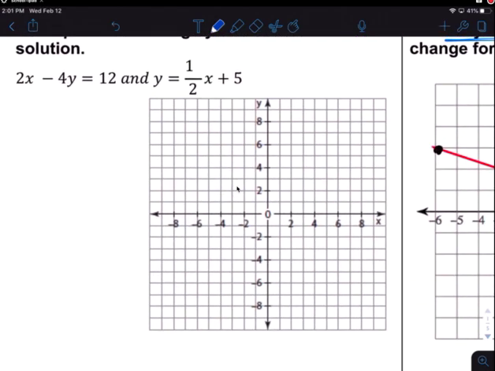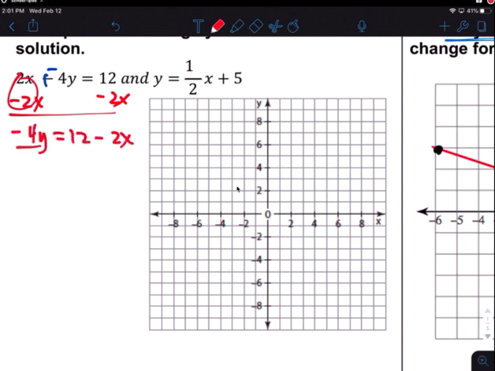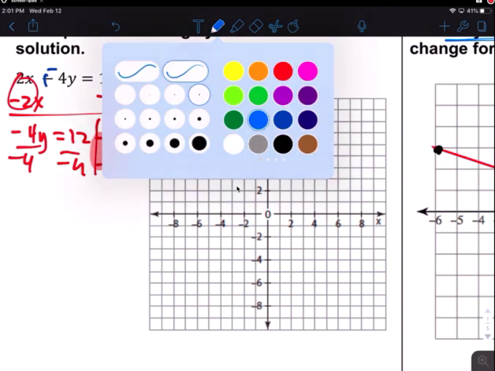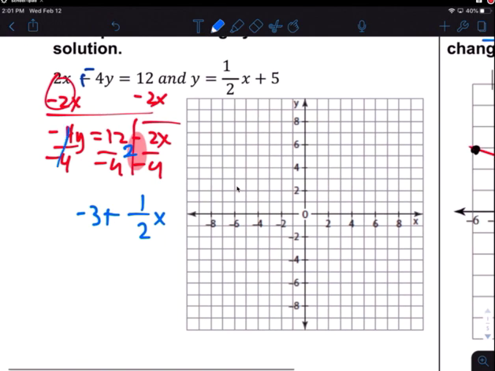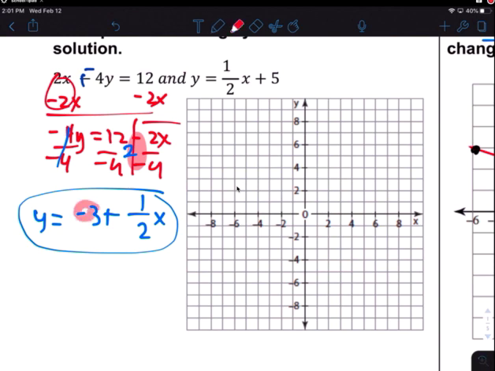Okay, for some class we didn't do this one. You need this one, you minus 2x. Negative 4y equals 12 minus 2x. Divide by negative 4. Negative divided by negative is a positive. Reduce that by 2. You get 1 over 2x. And this gets you a negative 3. And this gets you a y. Okay, let's graph that. You start out at the y-intercept of negative 3. Up 1 over 2.